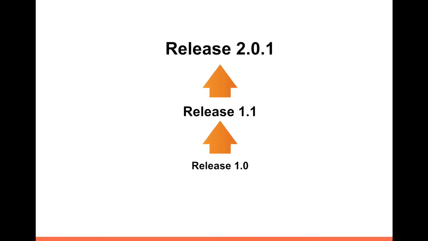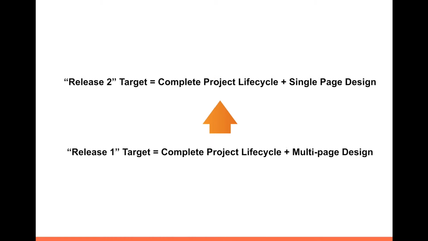Till now, Live for Lives has gone through three major releases: 1.0, 1.1, and then 2.0.1. 2.0.1 is the latest release, and in this video, I'm going to discuss the new features added in this release. Let's first understand the purpose of different release versions.